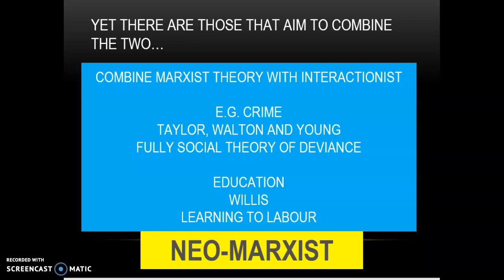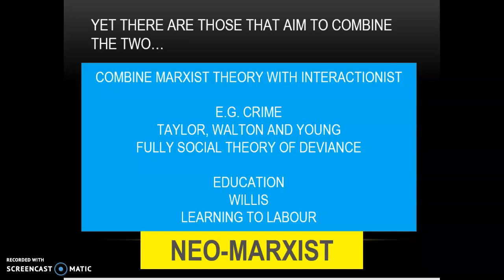Now, there are some sociologists that aim to combine the two. So we've got neo-Marxist, and they're combining Marxist theory with the interactionist viewpoint. So, for example, from crime, we've got Taylor, Walton and Young, and they aim to create a fully social theory of deviance. They acknowledge that there were structural approaches that influenced why a person committed crime. So, for example, the influence of capitalism, structural inequality, but they also then aim to look at the meanings of why a person's committed crime, the societal reactions, the long-term effect of it.